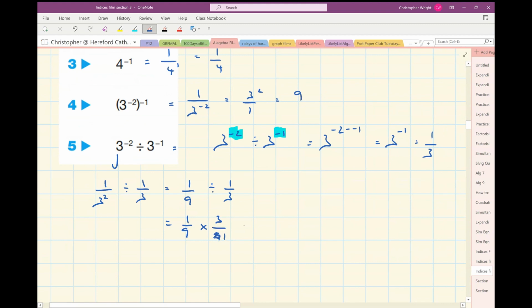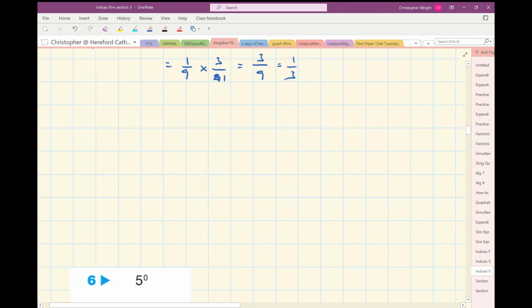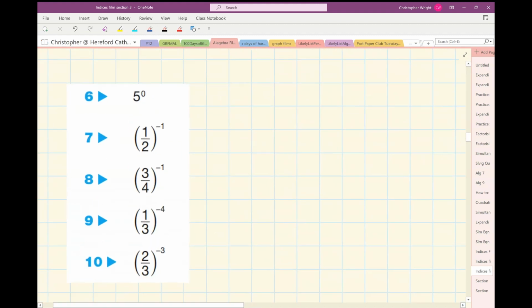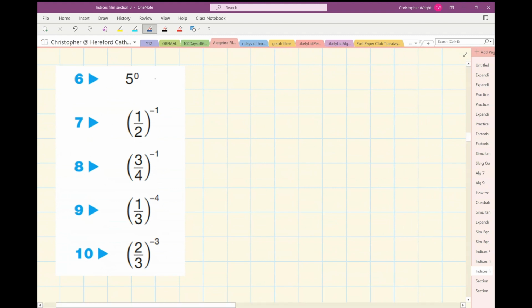3 over 1 there, of course. So top times top, bottom times bottom is 1/3. Okay, let's have a look at the next few questions. Number 6, well, 5 to the 0, well, anything to the power of 0 is 1. Number 7, a half to the power of minus 1 is simply the reciprocal of that fraction to the power of 1. 2 over 1, 2.